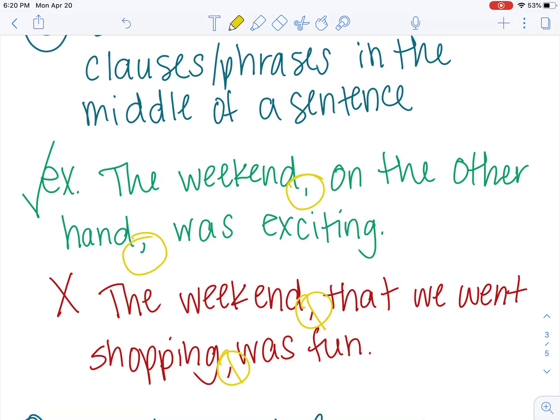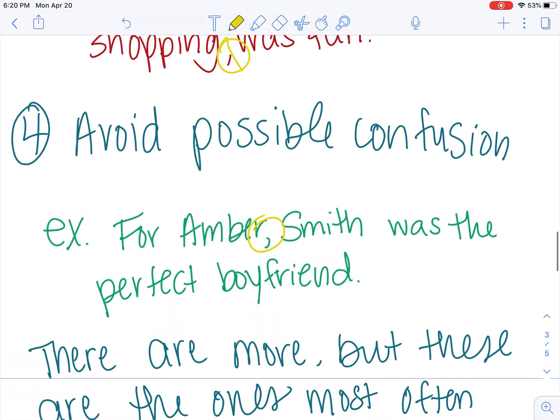Because if I just say the weekend was fun, I could be talking about any weekend at all. It doesn't tell me what weekend I'm talking about. There are many weekends that could have been fun, but I'm specifically talking about the weekend that we went shopping. So that's essential information. I need that information in order to understand what weekend I'm talking about. Anytime you have the word that after a noun, you won't use commas. That's one I've seen a few times, so I thought I would mention it.